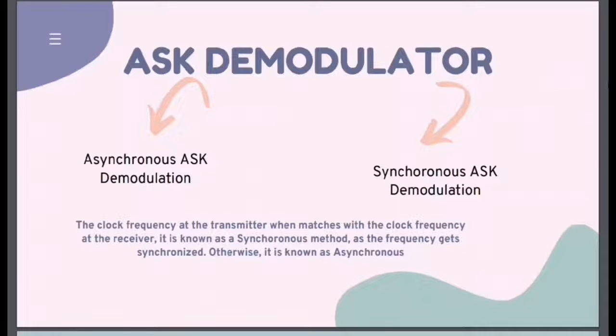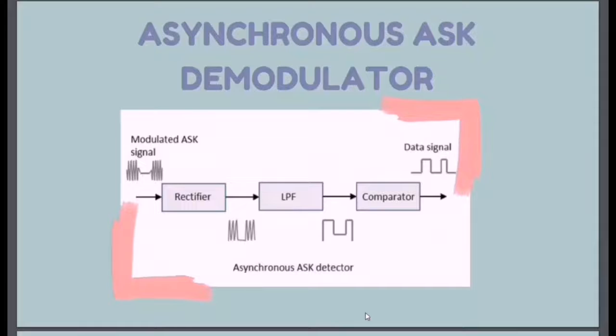ASK demodulator. There are two types of ASK demodulation techniques: asynchronous ASK demodulation and synchronous ASK demodulation. When the clock frequency at the transmitter matches the clock frequency at the receiver, as the frequency gets synchronized, it is known as a synchronous method, otherwise it is known as asynchronous. The asynchronous ASK detector consists of a half-wave rectifier, a low-pass filter, and a comparator. Following is the block diagram for the same.